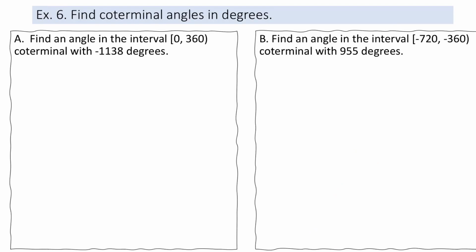So let's look at an example. We're going to find some coterminal angles here in degrees. So this one says find an angle in this interval between 0 and 360. So the way you interpret this is 0 is included in the interval, 360 is not. All right. And we want this angle to be coterminal with negative 1138 degrees. All right, so the way that we do this is we start at the given angle and we keep adding full revolutions until we get into the interval 0 to 360.